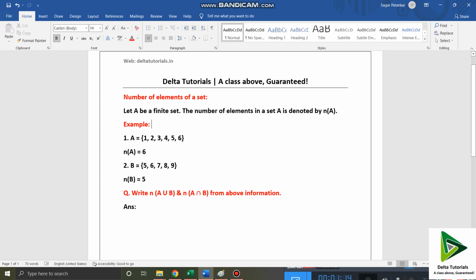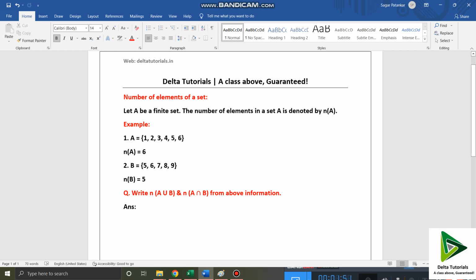So first example we are going to see now. Set A has the elements 1, 2, 3, 4, 5, 6. So there are a total of 6 elements present in set A. So n of A is equal to 6. Simply we can write the answer. Second example, we are given set B and it has the elements 5, 6, 7, 8 and 9. A total of 5 elements are present in set B. So n of B is equal to 5.